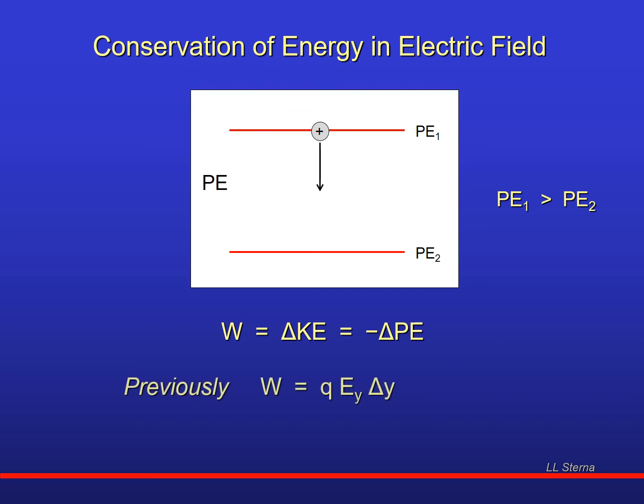Previously, in the vector picture, the work was equal to Q E sub y delta y. Now I can use the work to equate the two formulas. Q E sub y delta y equals minus delta PE. That's the tie point.